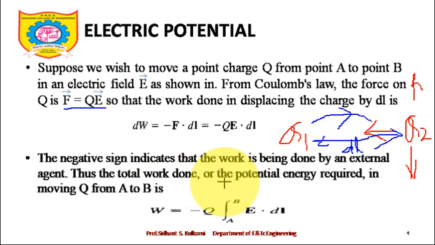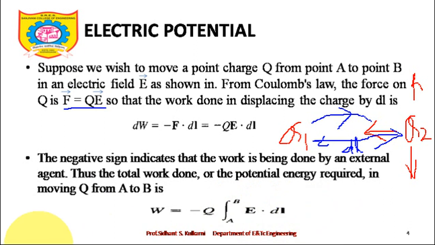Thus the work done, or the potential energy required for moving q from A to B, is W. Capital W is equal to minus q times the integral. I need to move it from point A to point B, or point 1 to point 2. You can replace these limits with 1 to 2, or A to B, or R1 to R2, whatever you wish. If I take a differential length and integrate it over the entire length, then W becomes minus q times the integral from A to B of E bar dot dl bar. So this is the next expression.